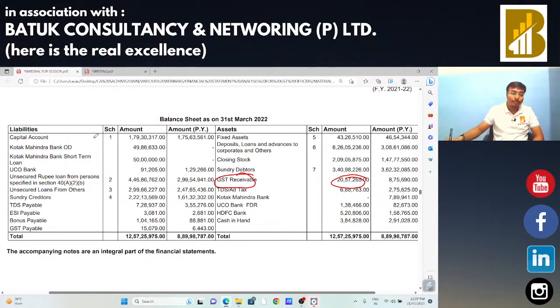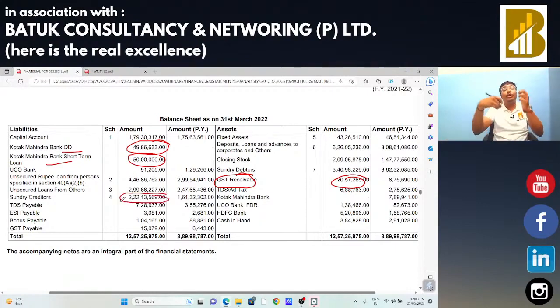Okay, now next, Kotak Mahindra OD, Kotak Mahindra short term loan. So we are going to check whether sales were boosted in order to take this loan. We are going to check the same. Creditors are of rupees 2 crore and 22 lakh. In that case, we are going to take the age wise creditors list, and also we are going to check the ledger of the creditors.